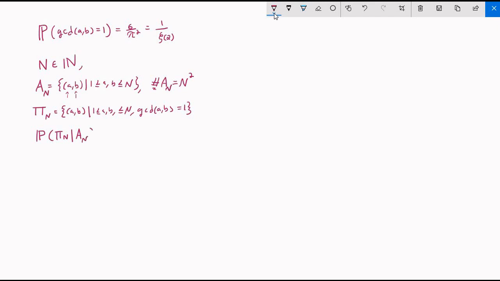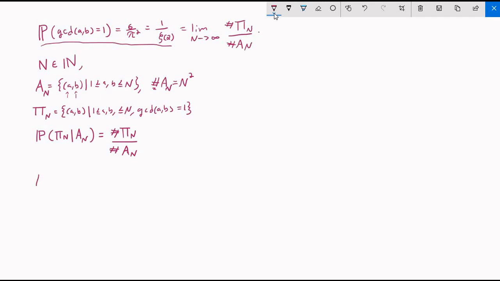So, given that they are between 1 and n, this is much easier to deal with. This is just finite probability. So this should just be the cardinality of the set capital pi sub n over the cardinality of the set capital A sub n. It stands to reason then that if we can compute these finite probabilities, then what we're looking for should just be to take the limit. That is, the probability that any two randomly chosen integers have GCD 1 should be equal to the limit as n approaches infinity of the cardinality of capital pi sub n over the cardinality of A sub n.